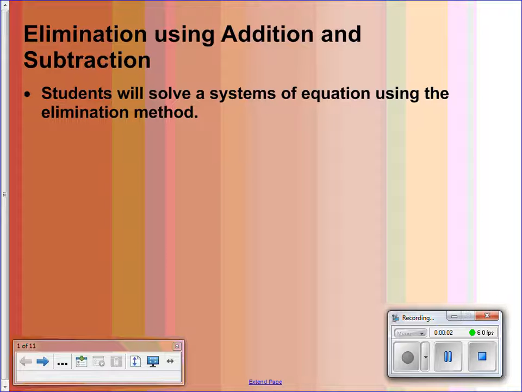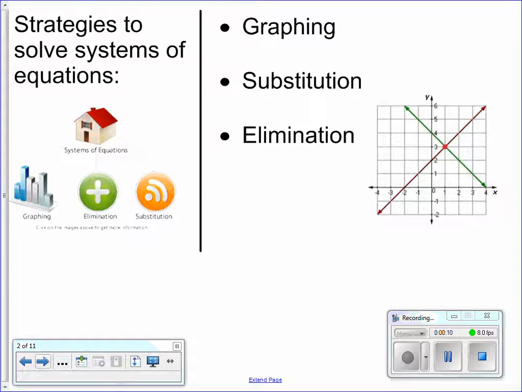In this lesson, we'll be using elimination, using addition and subtraction, and you'll solve systems of equations using this elimination method. Strategies to solve systems: we know we can graph it, we know we have substitution, and now we're getting a third one with elimination.